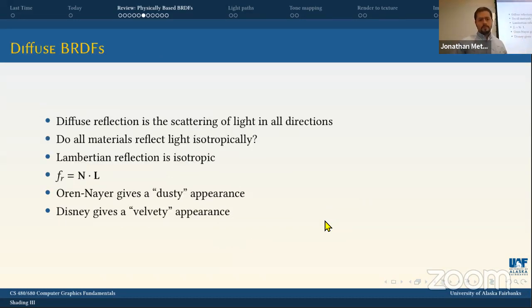Okay, so we were talking about diffuse BRDFs, and we basically said the diffuse reflection is the scattering of light in all directions. All directions. In other words, it doesn't matter what direction it's coming in, it's going to divide the total amount of light evenly in every direction that is reflected.